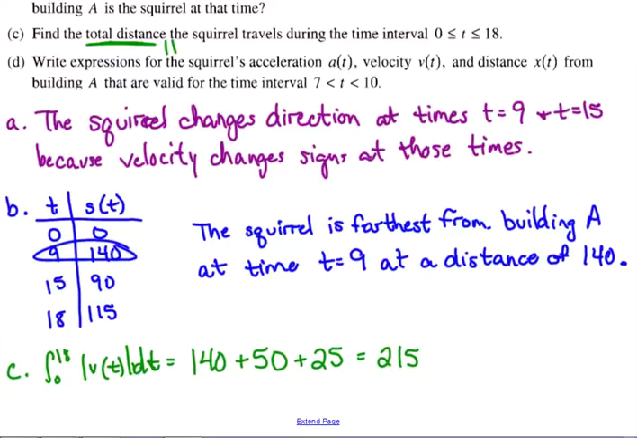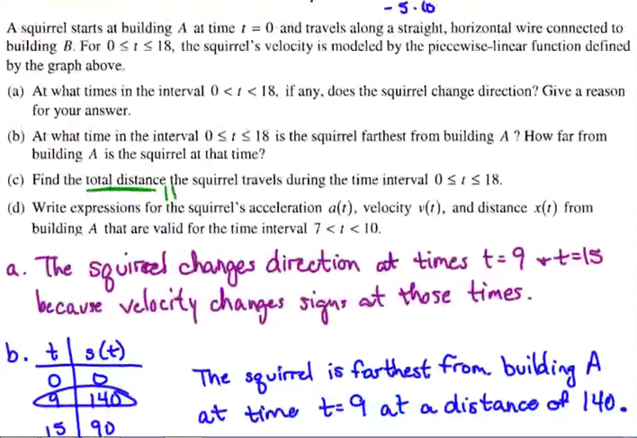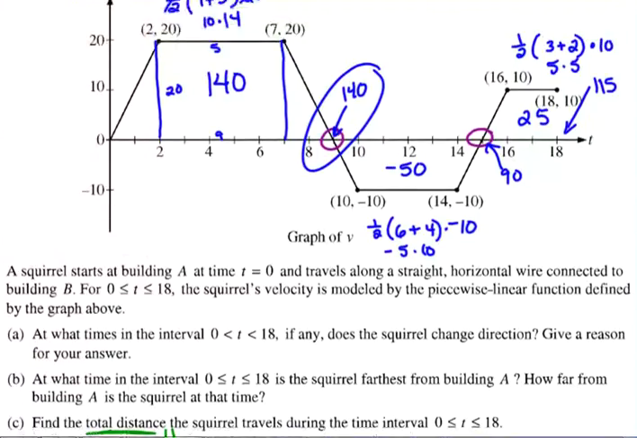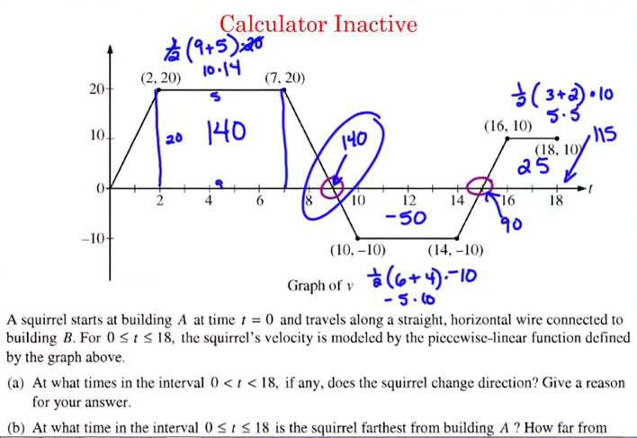Write expressions for the squirrel's acceleration, velocity, and distance from building A that are valid for the time interval between 7 and 10. All right, so let's just look up here. What do we have going on between 7 and 10? Oh, look, they've been nice to us. They picked just a single line segment. Okay, so when I first read that, I was like, oh, we're gonna have to deal with a piecewise function because this is a piecewise function. But they're not asking us for the entire time interval. They're just asking us between 7 and 10.